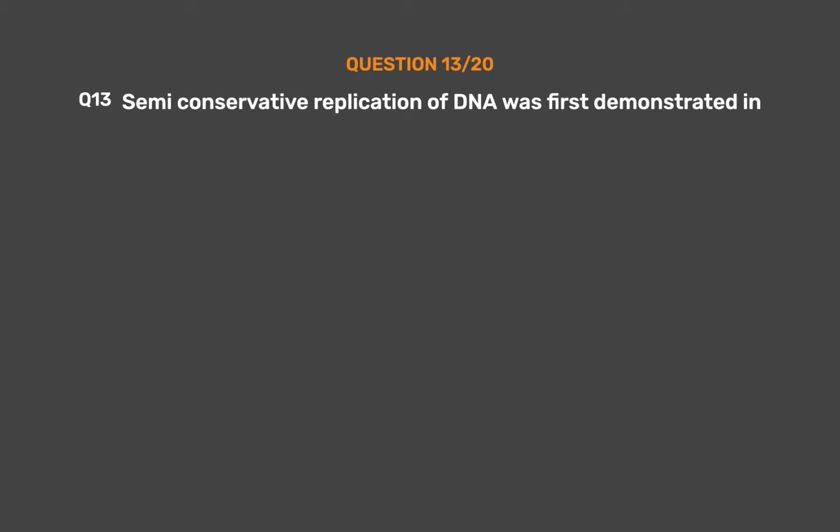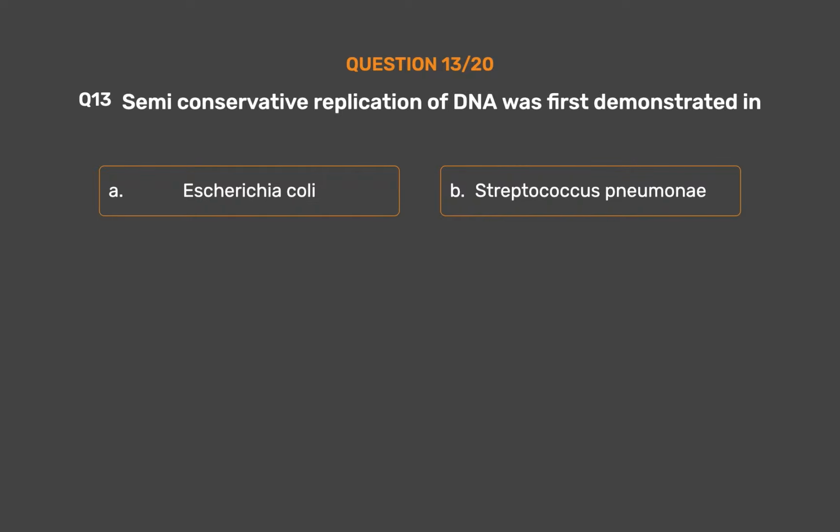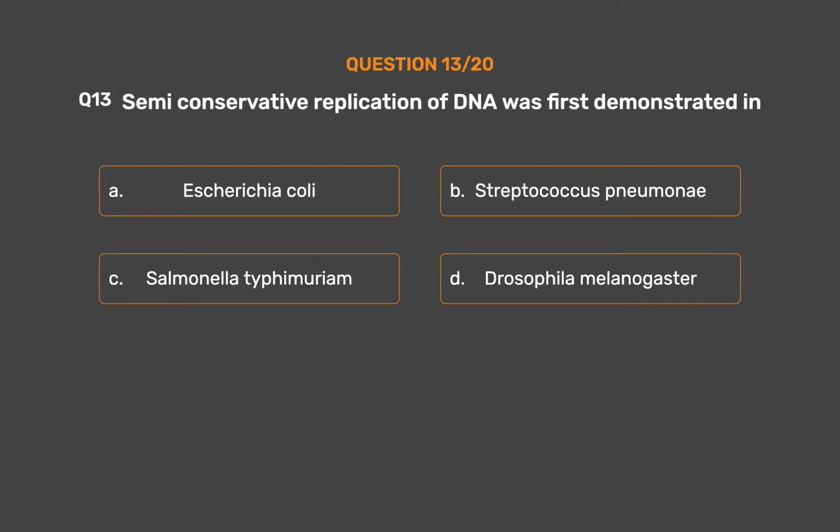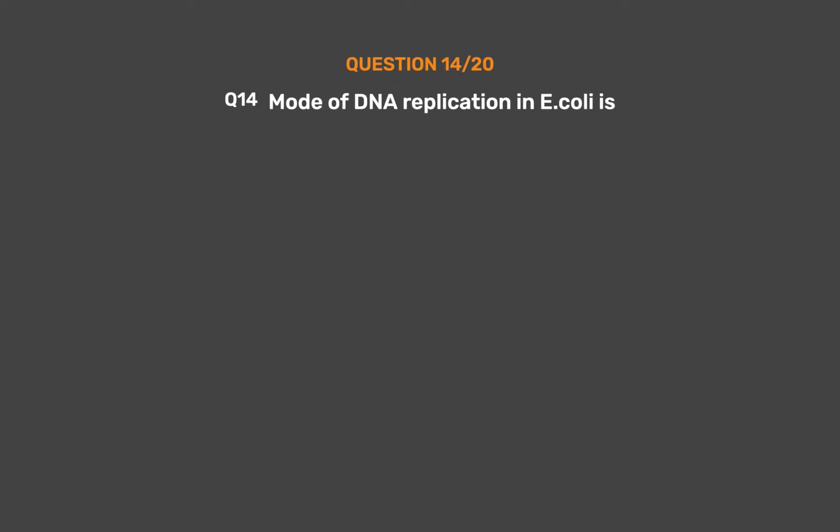Question number 13. Semi-conservative replication of DNA was first demonstrated in option A. Escherichia coli. Option B. Streptococcus pneumoniae. Option C. Salmonella typhimurium. Option D. Drosophila melanogaster. The correct answer is option A. Escherichia coli.